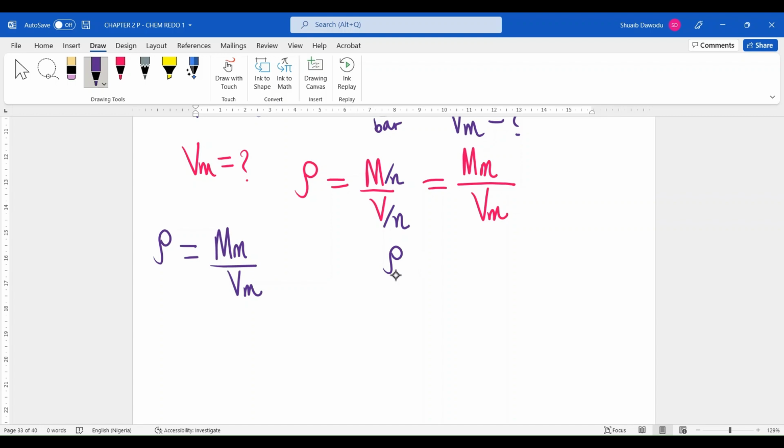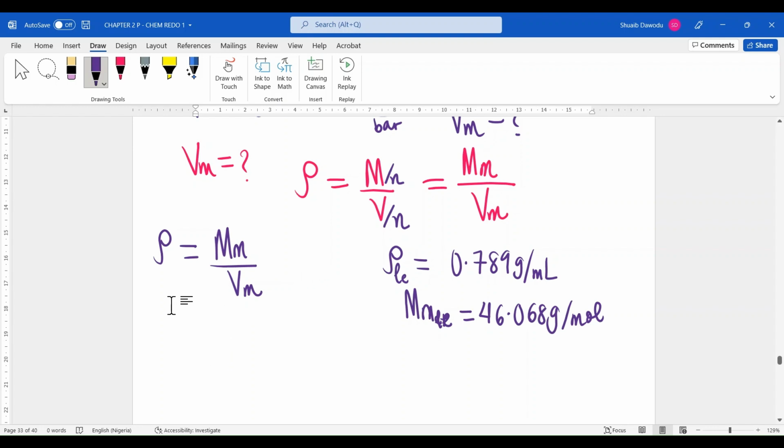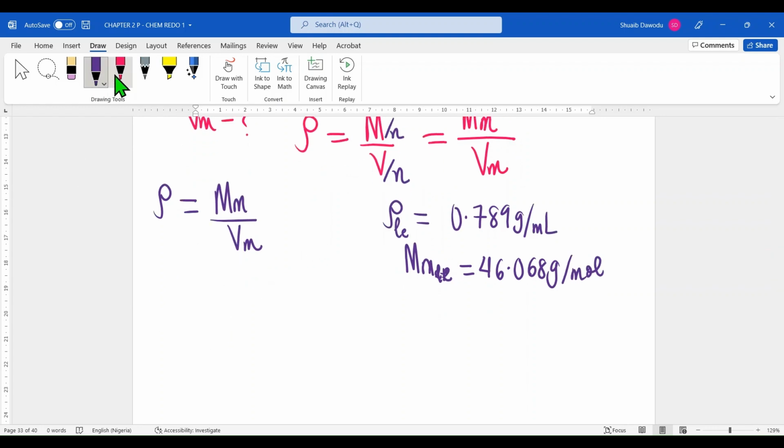So the density of liquid ethanol is simply 0.789 gram per milliliter, as well as the molar mass of ethanol, which is simply 46.068 gram per mole. So now we have that. With this, we can determine the value for molar volume. Rewriting this equation, molar volume is simply going to be molar mass divided by density.